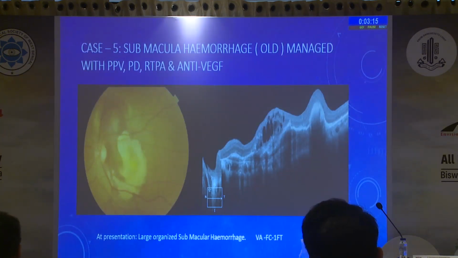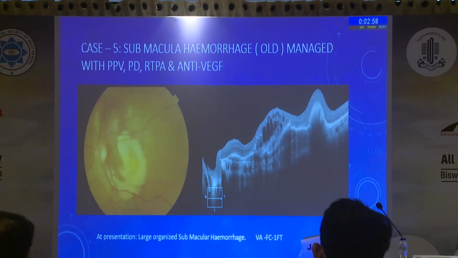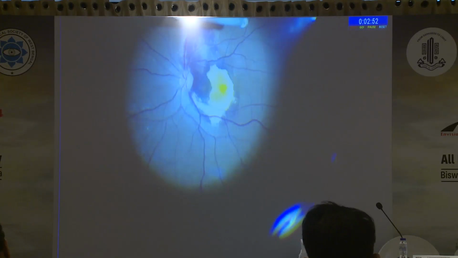Now, coming to the last case, this was quite an old submacular hemorrhage. Patient presented pretty late. We thought, okay, let us try. Patient was given an option that generally if it is late, the results don't come well, but we can try. So the patient agreed to it, and we did a vitrectomy for this patient.